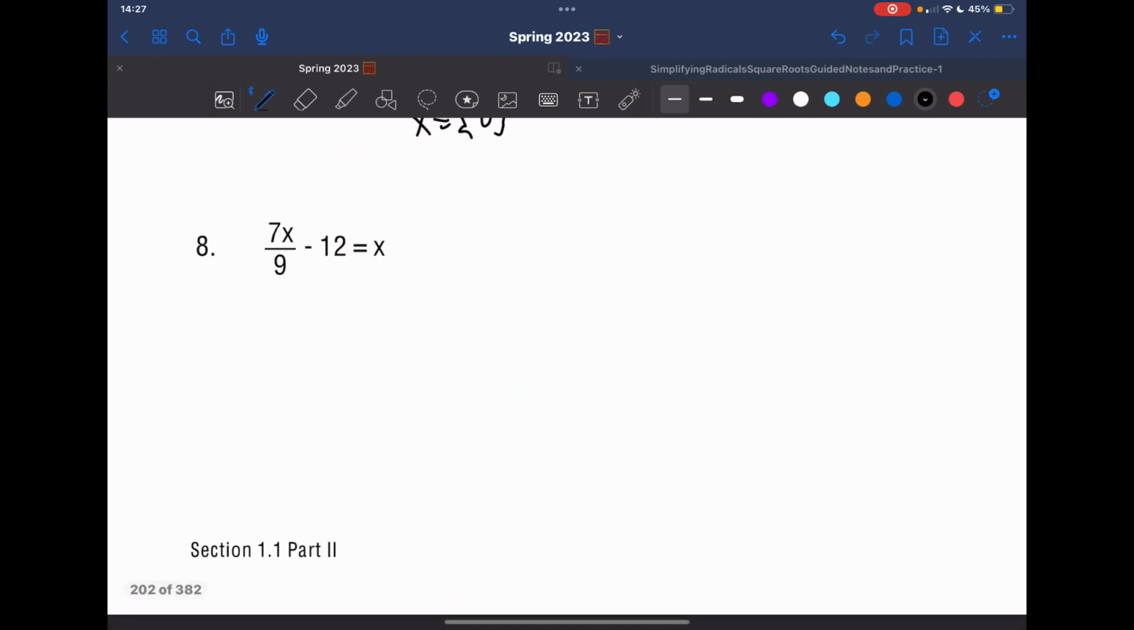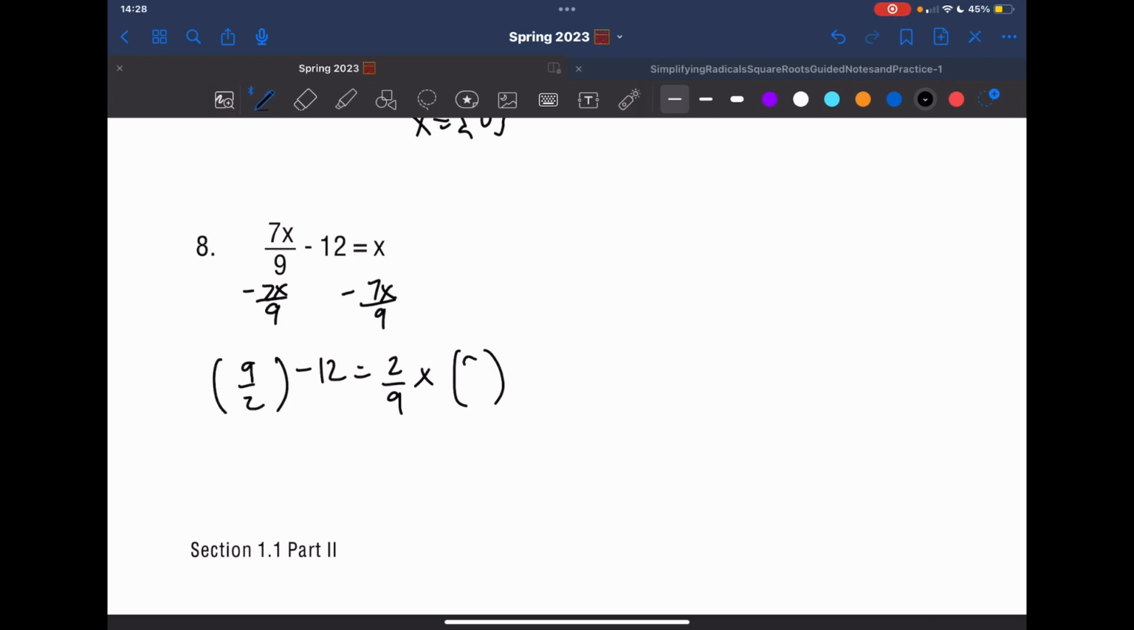Number 8, we're going to subtract 7x over 9 from both sides. So we're going to be left with negative 12 equals 2/9 x. We're going to multiply both sides by the reciprocal, 9/2, so x equals negative 54.